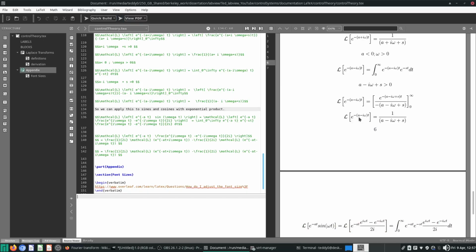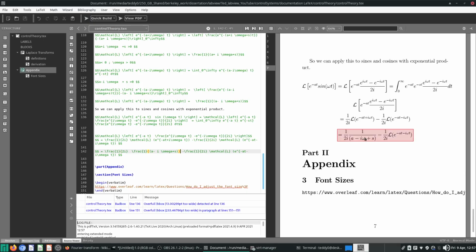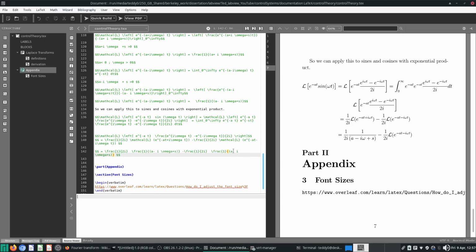So let's see, where is it? Here. My goodness, it's too much code. The first Laplace transform will be this thing here. The second one, you can also see it's quite simple: a plus I omega plus s at the bottom. That will be the denominator.